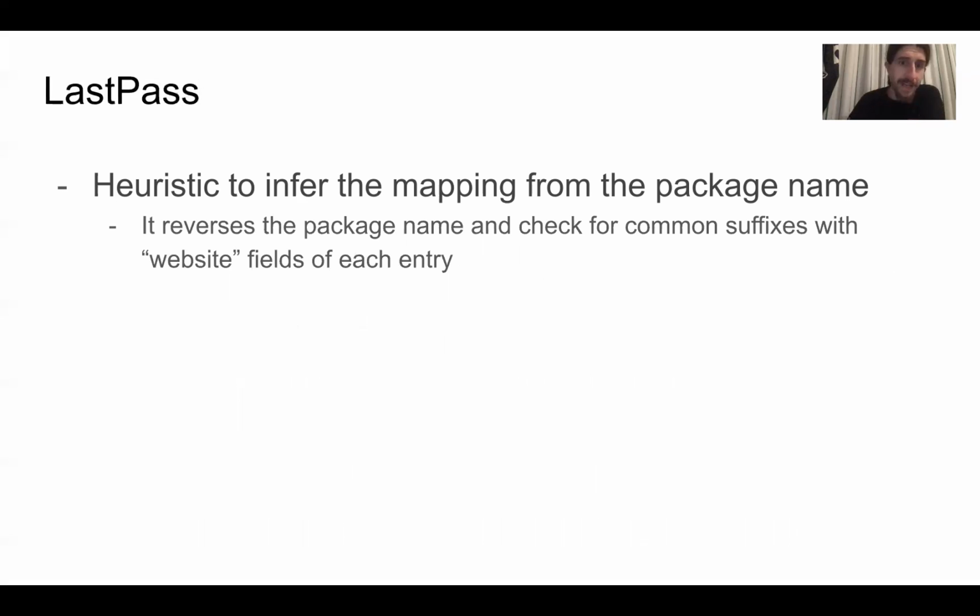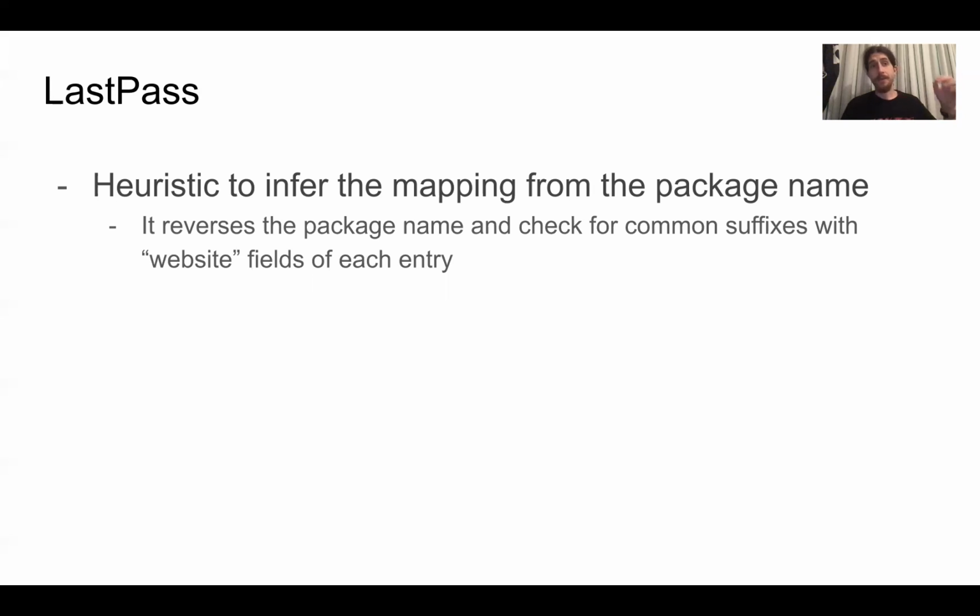We also checked LastPass, and it was different. They basically had a heuristic to infer the mapping from the package name, really focusing on exploiting the trust assumption that does not exist for package names. So what they would do is get the package name and flip it. For example, you have com.facebook.katana, they would flip it, and now you have katana.facebook.com. Then if one of the credentials is associated to a domain name which is a suffix of the string that you have, it will be suggested as, do you want to put this password there?